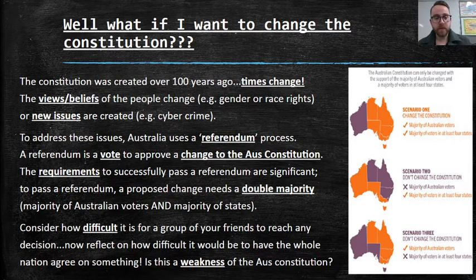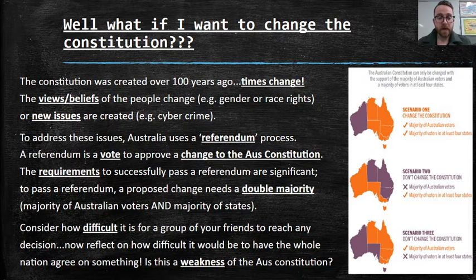So to address those issues, Australia uses something called a referendum process. Referendum is a difficult word to say, but it's a fancy word for a vote. It's basically a big national vote to approve a change to the Australian Constitution. The requirements to pass a referendum are significant. The thought process behind this was, well, this is the Constitution, the rule book to our entire country. You shouldn't just be able to change it because you feel like it. It should be really difficult to pass one.